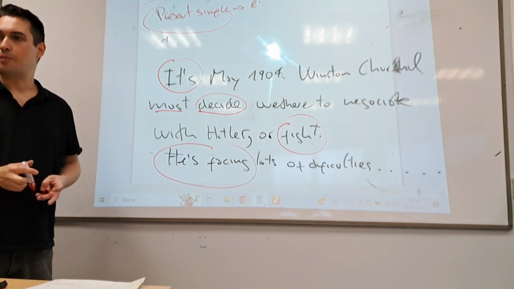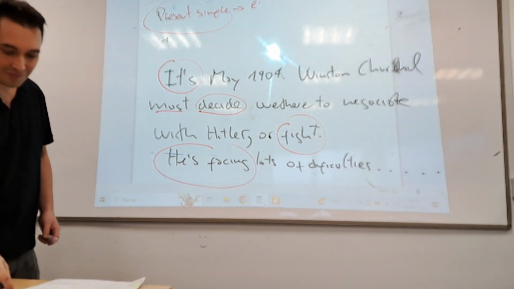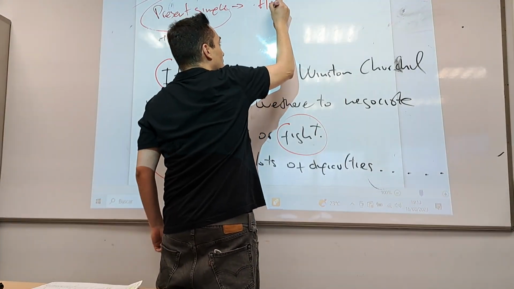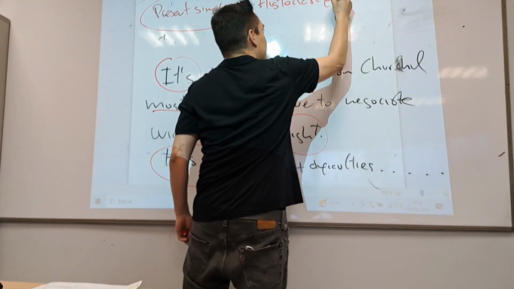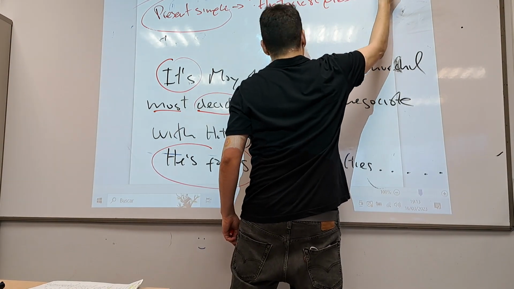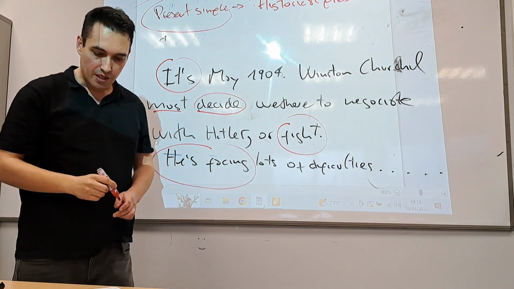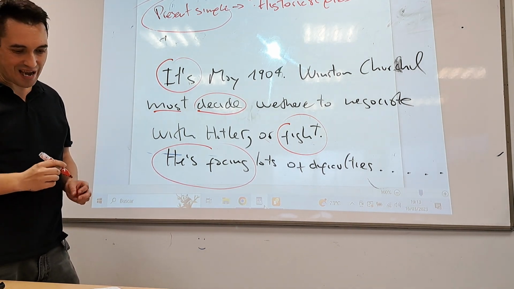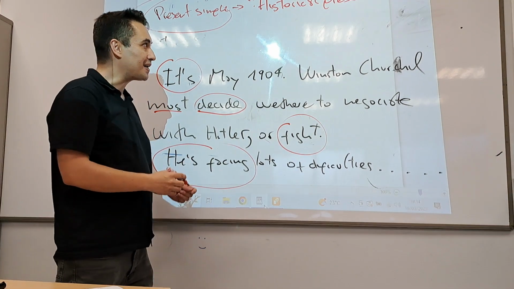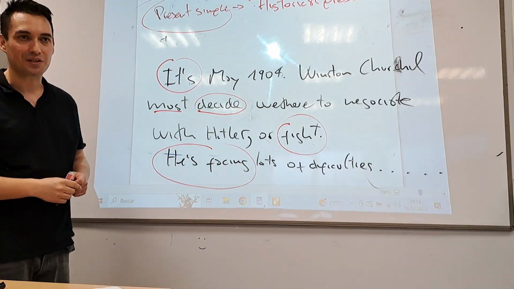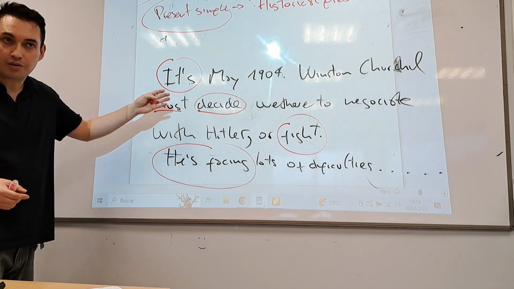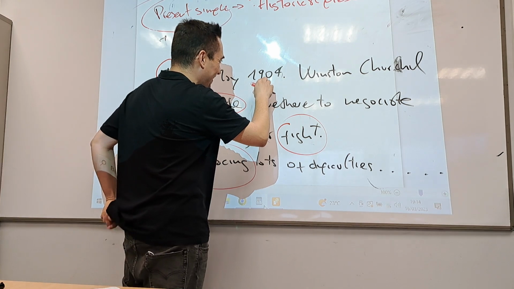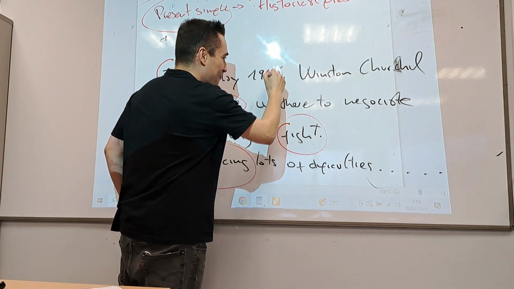However, am I talking about the present or am I talking about the past? I'm talking about the past. So this is the so-called historical present. This is the historical present. You can use the historical present to talk about the past, to create a sense of immediacy. Can you use the past? Yes, it was May. Oh, actually, it was not 1904. Yeah, it was 1940.